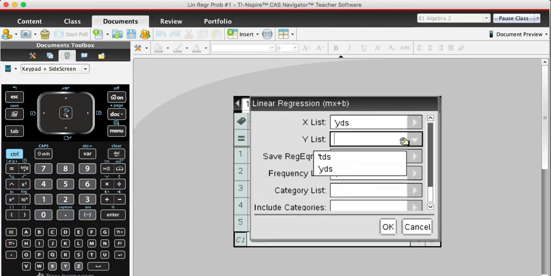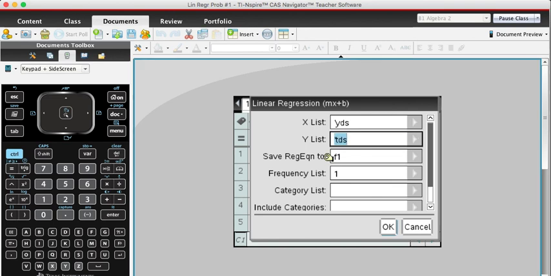And hit the arrow again, and we wanted TDs on the Y. Okay, you should also notice it's going to save this equation in F1. That's going to be important to notice that, oh, my equation's been saved in F1 when we want to find it. You'll never fill out the rest of this stuff. It's all fine. Don't change it. That's only if you had massive, like thousands of pieces of data, that you would mess with all that. We are never going to have that much data.